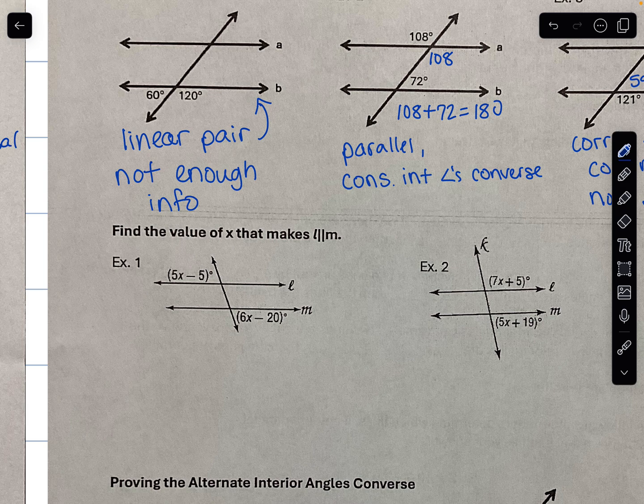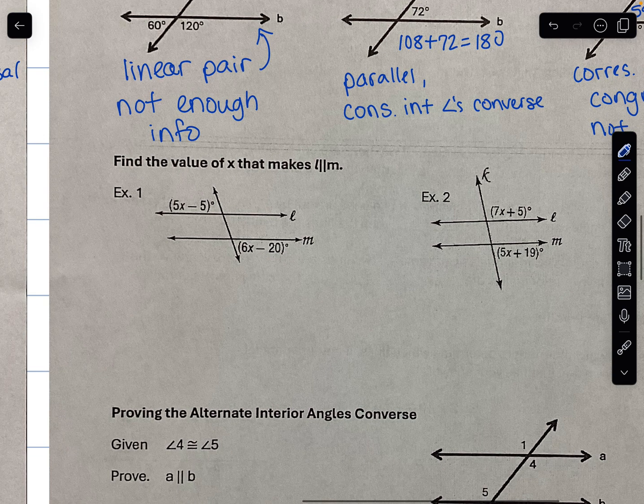It says find the value of x that makes the two lines parallel. So, are we just assuming then that these two lines are parallel? Yes, because we want to find the value of x that makes them parallel, so we can assume they are and then solve, right? So what type of angles are these two here? They are alternate exterior, and what do we know about alternate exterior angles? Are they congruent or supplementary? They are congruent. So how would I set this up to solve? Good. Yep, set them equal to each other.